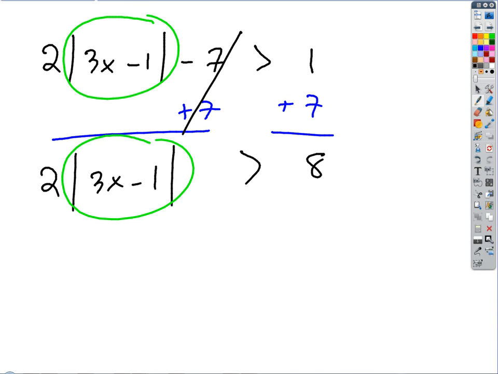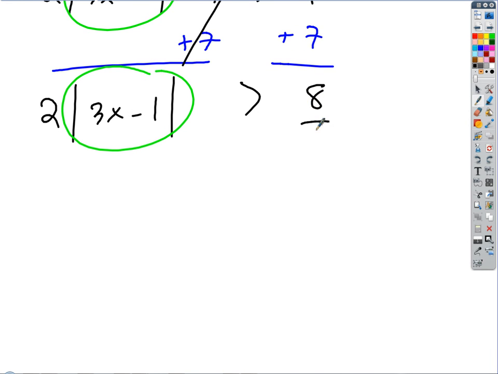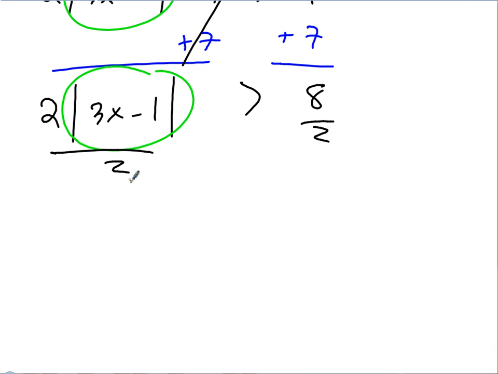So then I divide both sides by 2. If I do that, those cancel, right? And I get 4 over here. And now I've got my absolute value of 3x minus 1 is greater than 4, right? Okay, now if I'm saying the absolute value of something, this just represents a number. If the absolute value of something is greater than 4, that means I want all the numbers that are more than 4 away from 0.